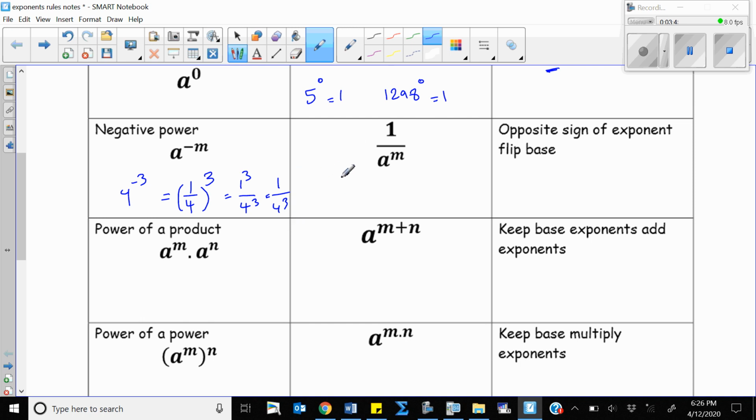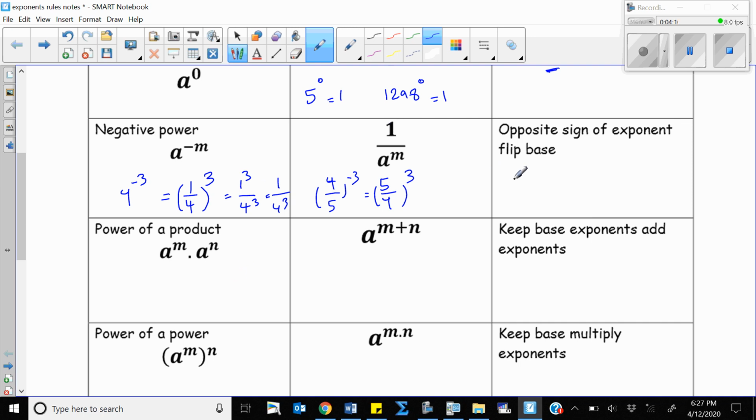Let's do another example. What if I have a fraction like this? Let's say 4 over 5 to the power of negative 3. So all I need to do here is to flip the base, like 5 over 4. Instead of 4 over 5, I'm going to write 5 over 4, and then the power will be 3.